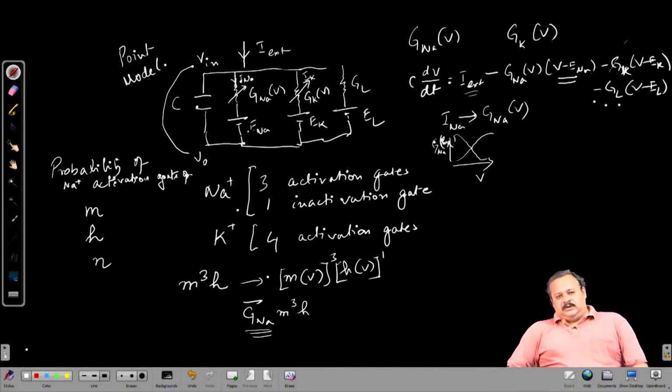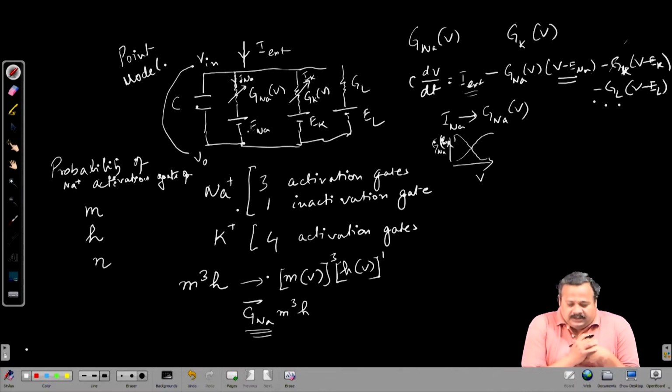With the law of large numbers, we can say that the conductance of the sodium channels on average is going to be GNA bar times M cubed H, again assuming independence between the different gates. Similarly, for potassium, we have a total potassium conductance of GK bar times n to the power 4, which describes the behavior of the conductance of the potassium channels.